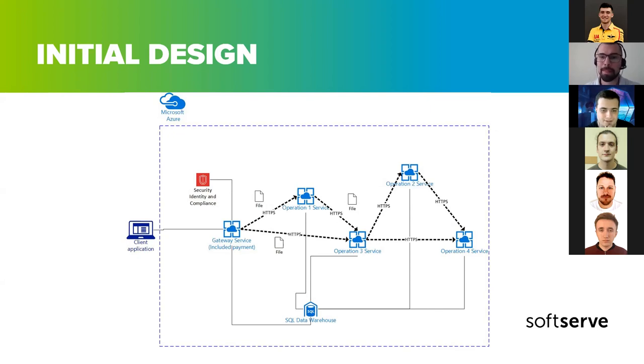Is there logging here? Regarding the diagram, looks like no logging at all. Yeah, there wasn't any logging initially, and there was another flaw. But let's imagine that there is logging here, okay, and that every service does the logging by itself. There is no centralized logging. So what issues could it lead to?